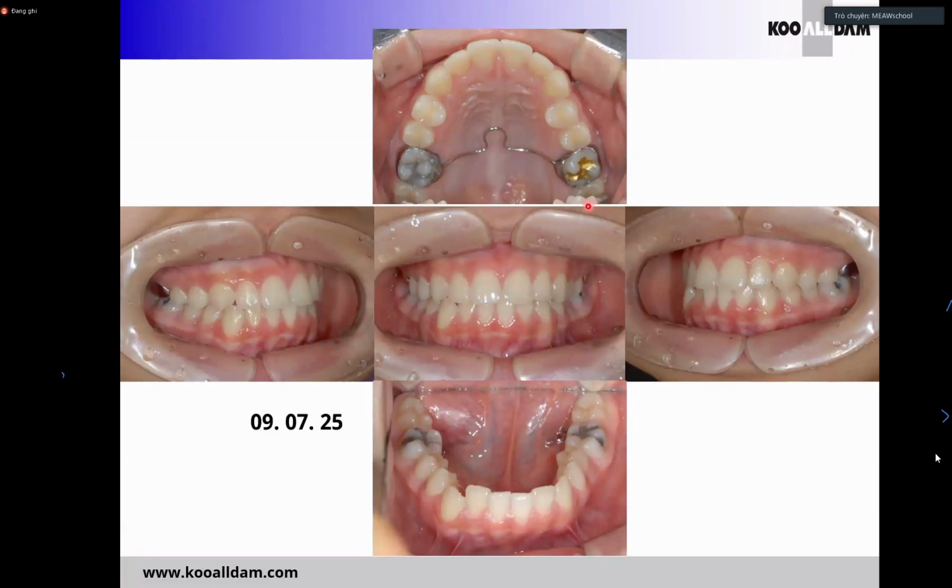We can see the erupted upper second molar. I suggested to this patient to continue orthodontic treatment. However, she and her parents refused.